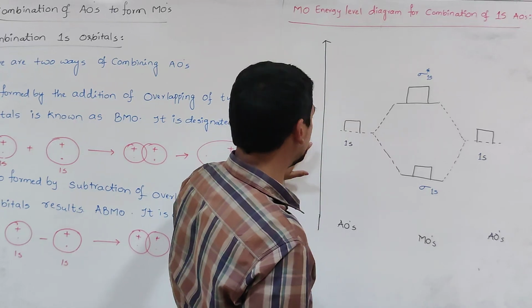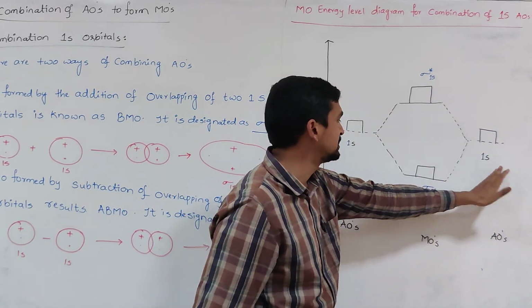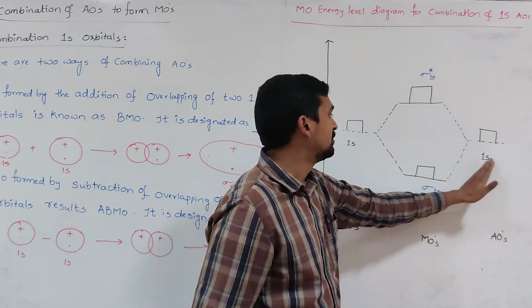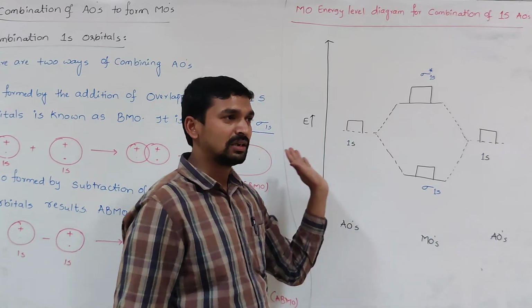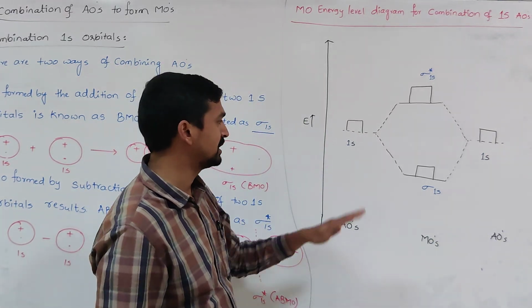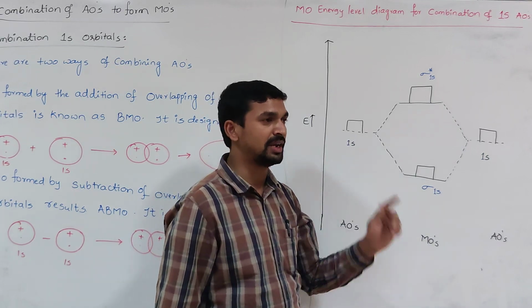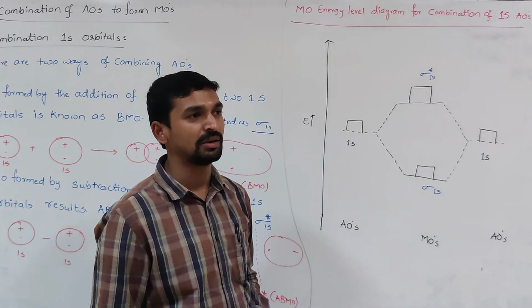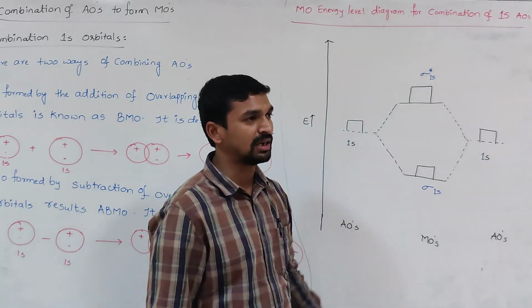First we write the energy and the atomic orbitals 1s and 1s. These two may undergo combination in two ways, one is addition and another one is subtraction. Addition results in the bonding molecular orbital, that is sigma 1s, and subtraction results in the anti-bonding molecular orbital, that is sigma star 1s.